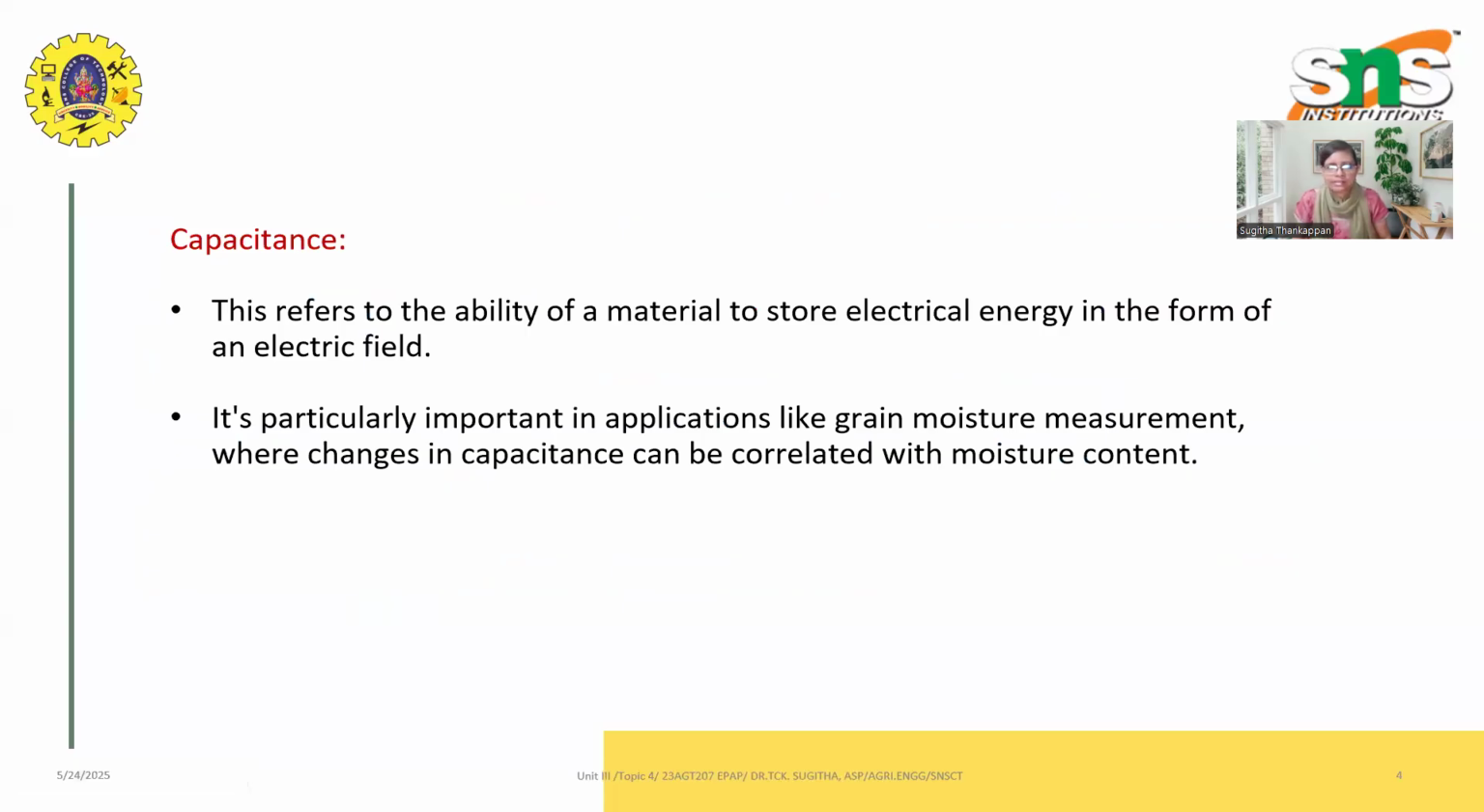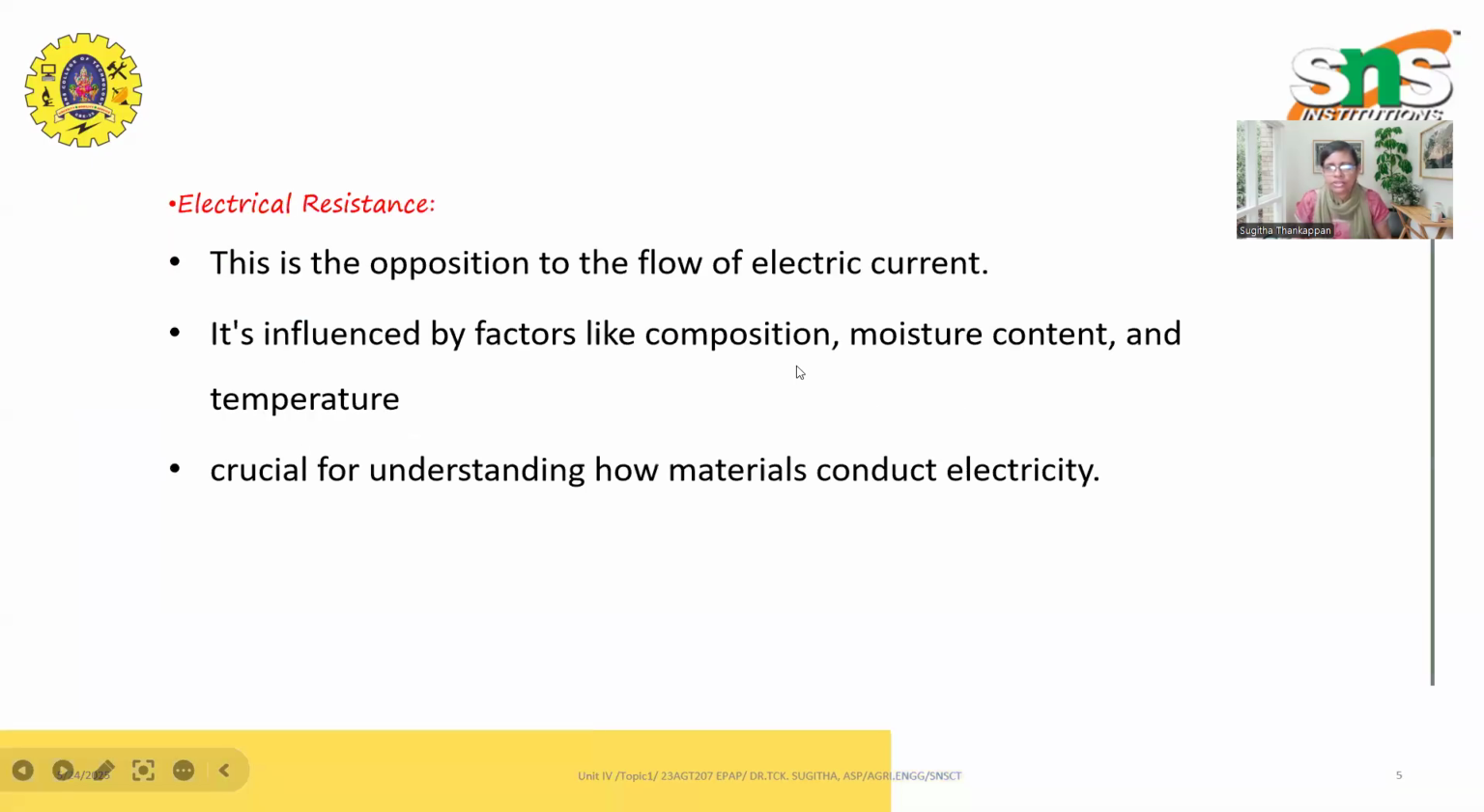Then what is capacitance? It is the ability of the materials to store electrical energy in the form of an electrical field. It is a very important parameter because it is applied to measure the moisture content of grains, where the change in capacitance is correlated with the moisture content. We know water is a heavy conductor of electricity. So if the water content is more in a grain, obviously the capacitance will be more. Likewise, we can relate it with the moisture content.